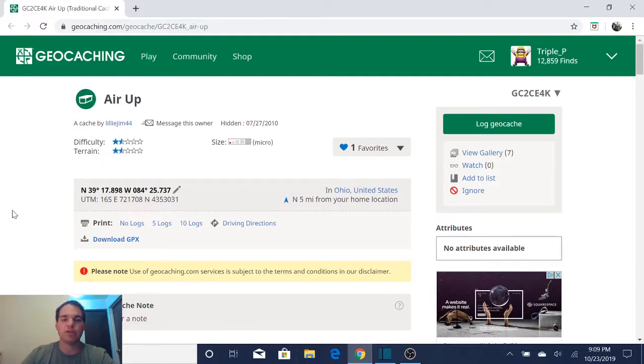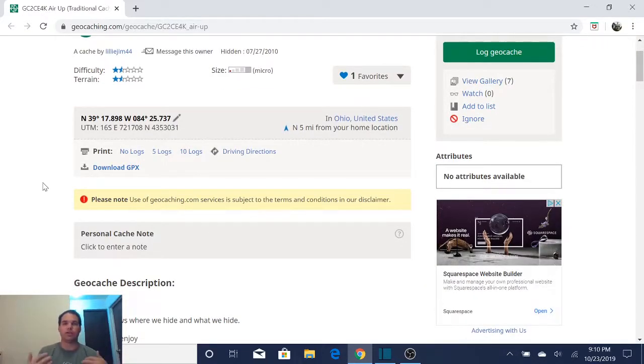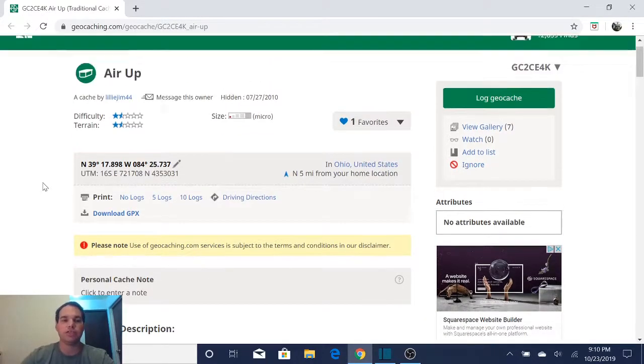Then look at the terrain. The terrain basically just tells you if it's hilly or not. This particular cache is a park and grab, so you just pull right up, you look for it, you find it, you sign it, and you put it back. There's not really more to say about traditional caches.